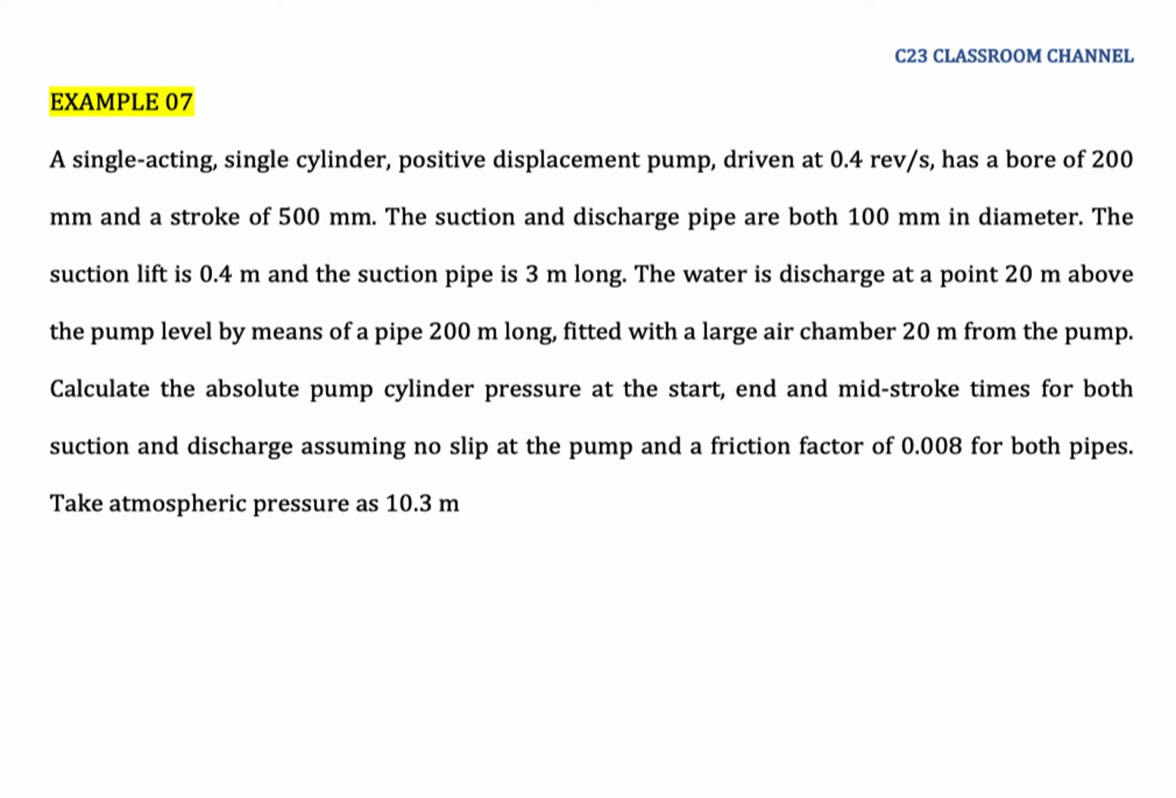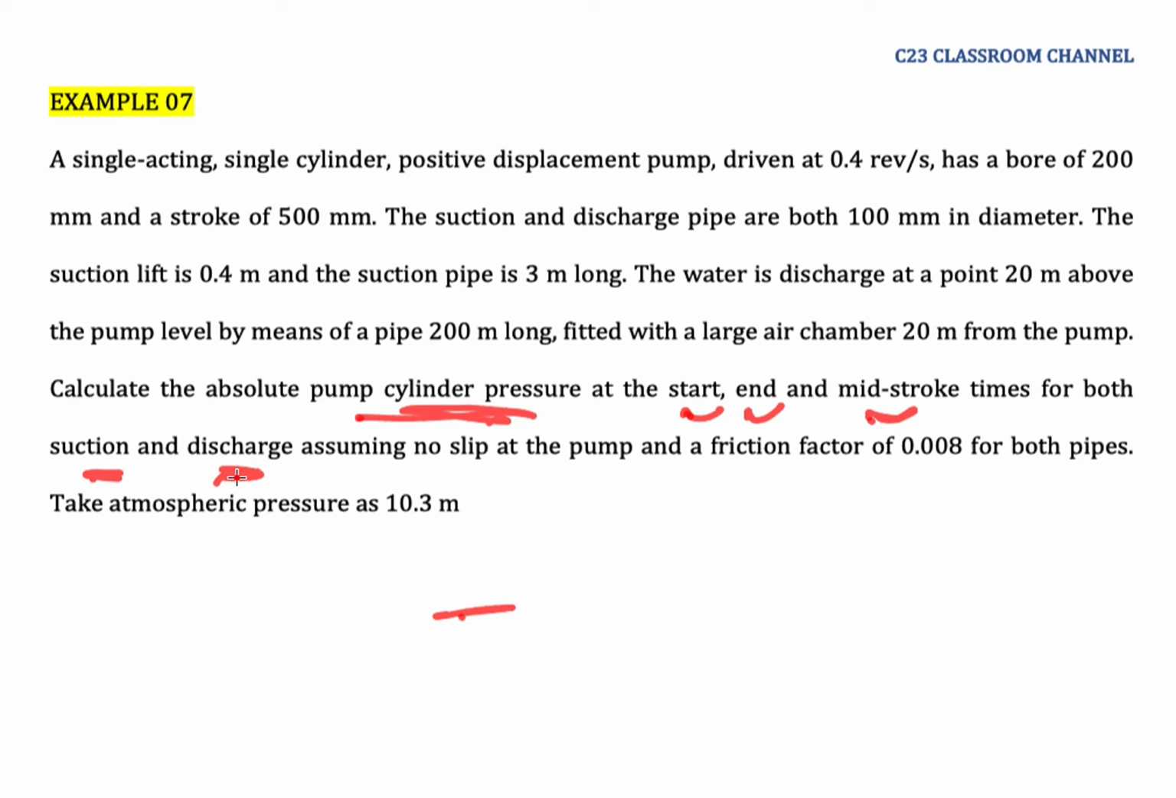Calculate the absolute pump cylinder pressure at the start, end and mid-stroke, for both suction and discharge, assuming no slip at the pump and a friction factor of 0.008 for both pipes. Take atmospheric pressure as 10.3 meter. So in this question, we have this problem. You need to calculate the pump cylinder pressure at the start, end and mid-stroke for the suction and discharge cycle.